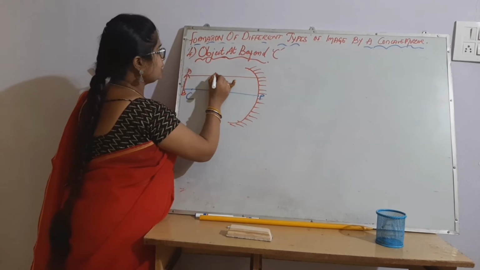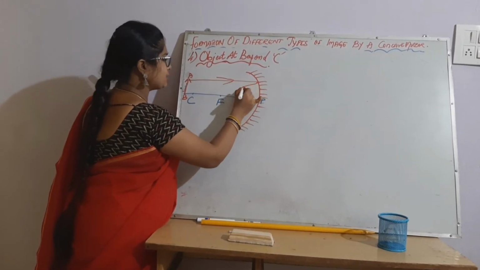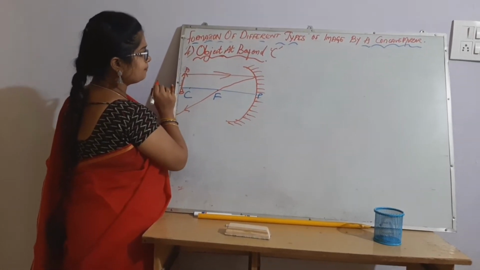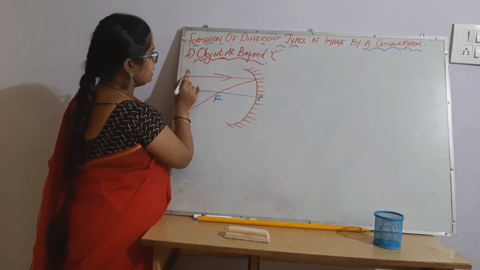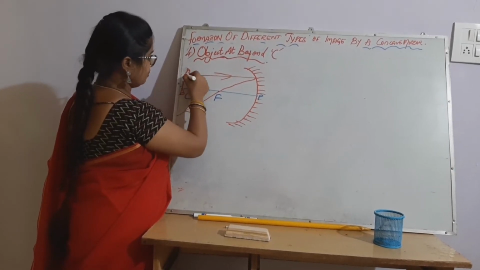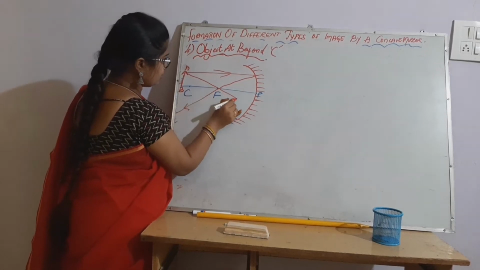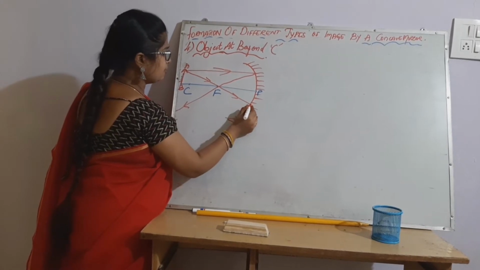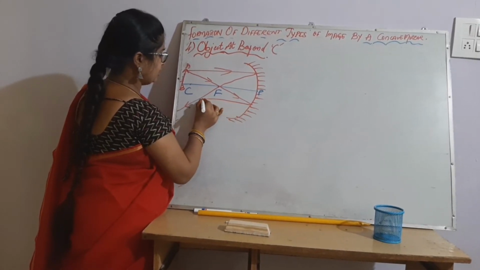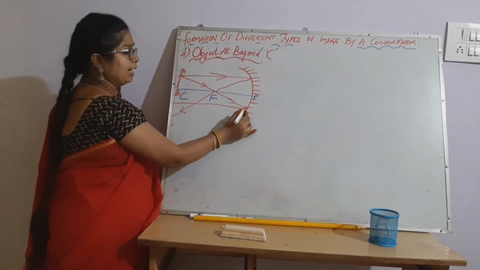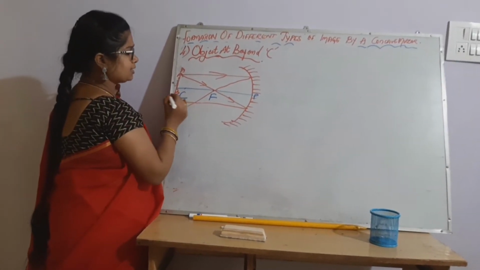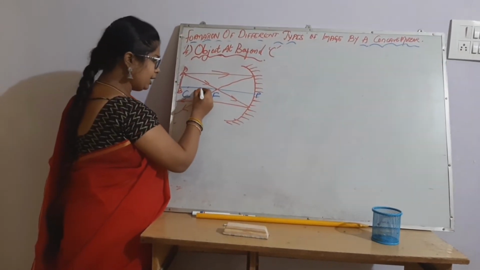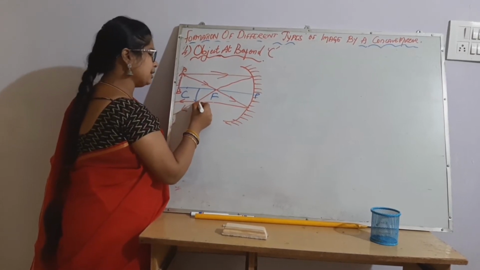One is, a ray parallel to the principal axis passes through the focus. Another one is, a ray traveling through the focus, then again through the focus it travels and passes parallel to the principal axis, where the image is formed. The image is formed between F and C.